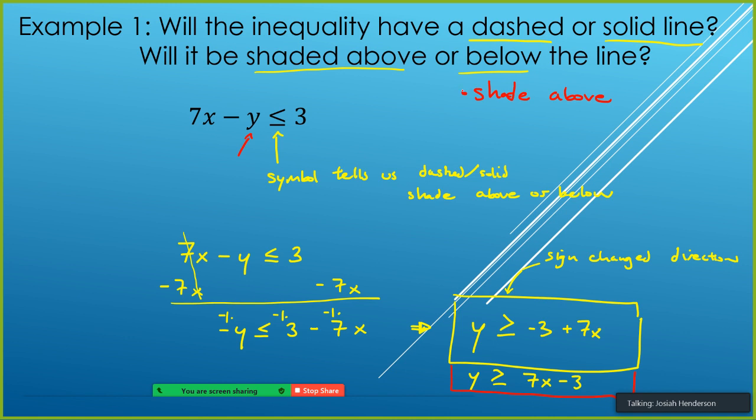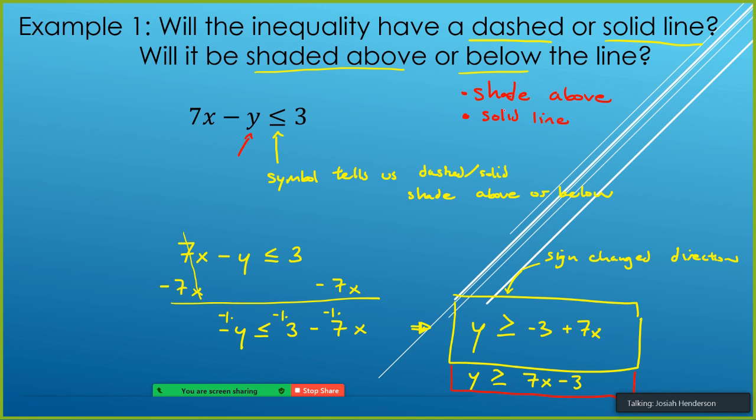And then anybody, will it be dashed or will it be a solid line? The symbol is greater than or equal to. Because it has that equal to at the bottom, greater than or equal to, we know that the line would be solid. So solid line.